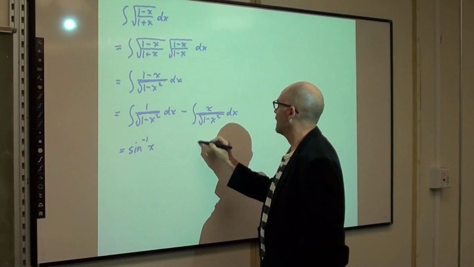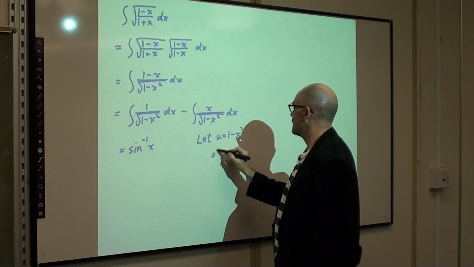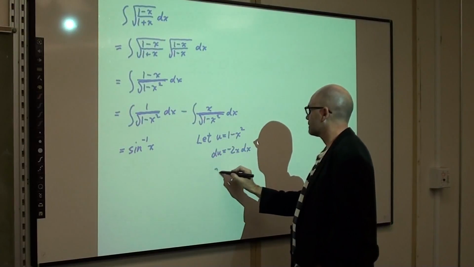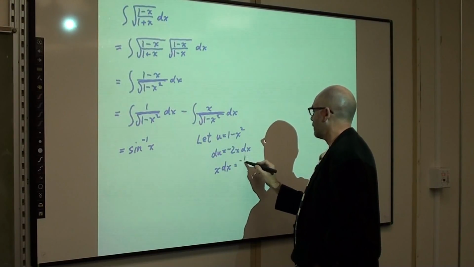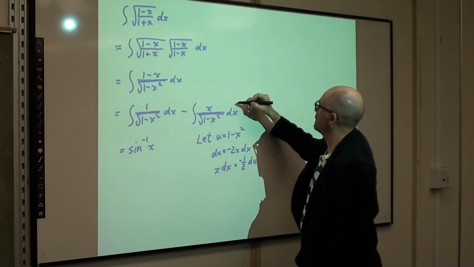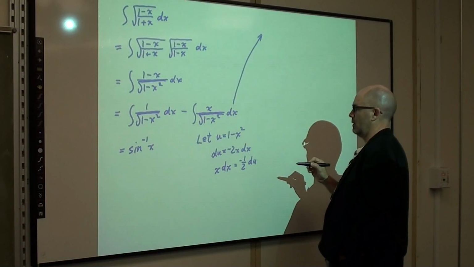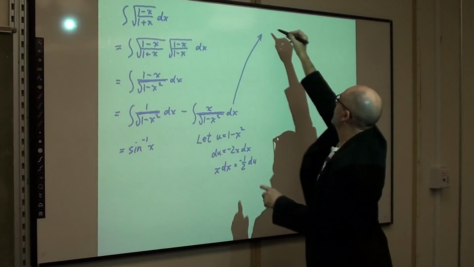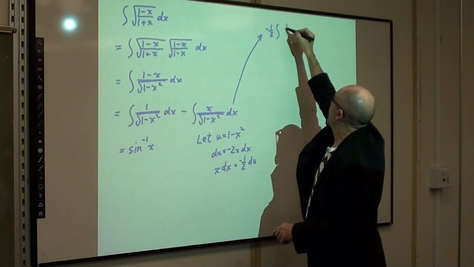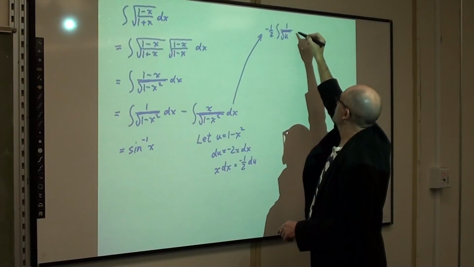So what we're going to do is say let u equal 1 minus x squared, and so du equals negative 2x dx, and then my x dx equals negative 1/2 du, and so then this whole thing becomes negative 1/2 integral of 1 over the square root of u du.